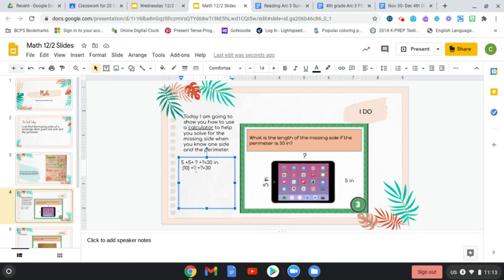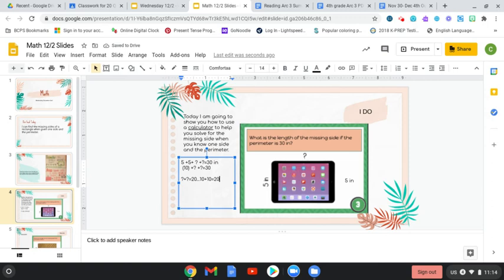So if I take the 20, because I know that the two question marks together have to equal 20, well, what I really know is that 10 plus 10 gives me 20.